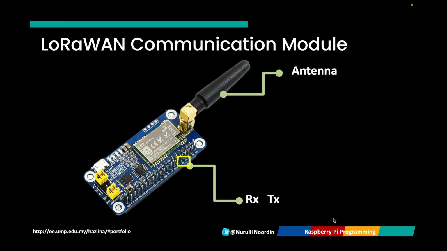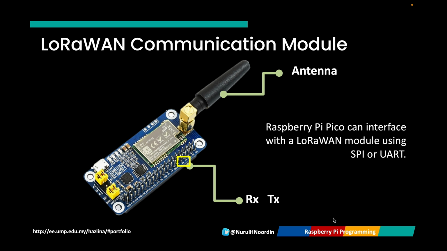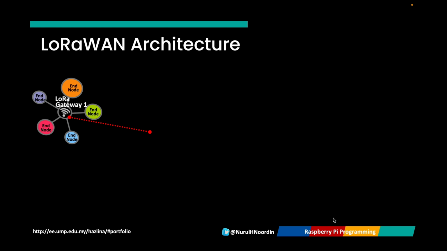We'll now walk through how to set up LoRaWAN communication in Raspberry Pi Pico. Take note that Raspberry Pi Pico can interface with LoRaWAN using SPI or UART. LoRaWAN operates using a star-of-stars topology. IoT sensors, also known as end devices, communicate with a nearby LoRa gateway. This gateway then relays the data to network servers, which process the information and forward it to the application layer. This architecture ensures that low-power sensors can communicate over long distances without needing direct internet connectivity.